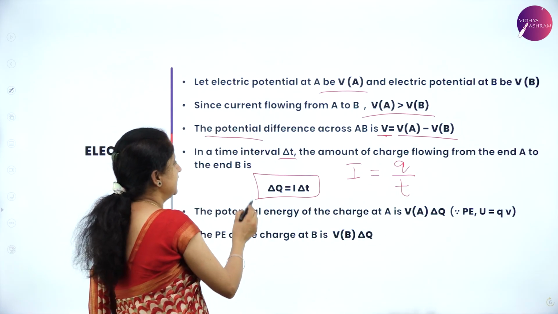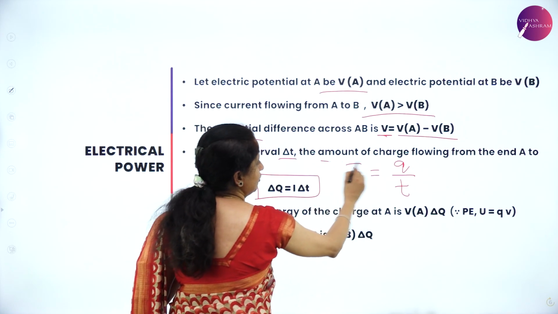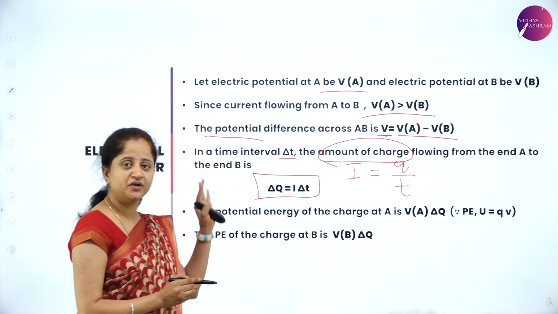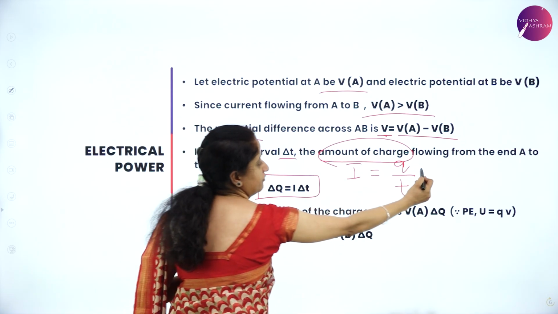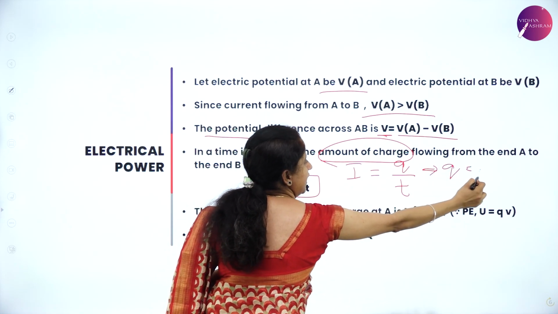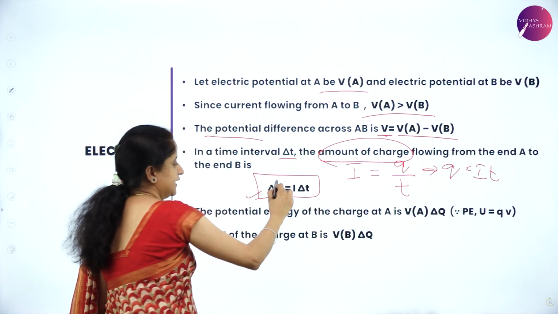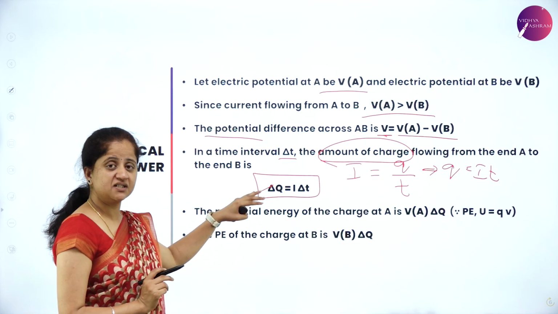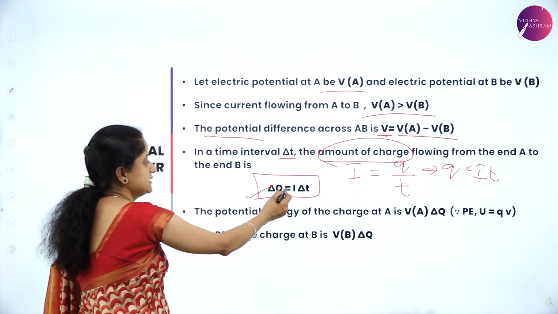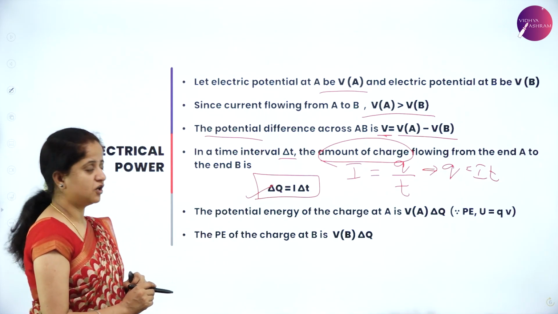But we are now writing an expression for the amount of charge flowing from one point to another point, that is Q. So from this we can write Q is equal to I into T. So delta Q is the amount of charge from the point A to B, I is the current, and delta T is the small time interval.